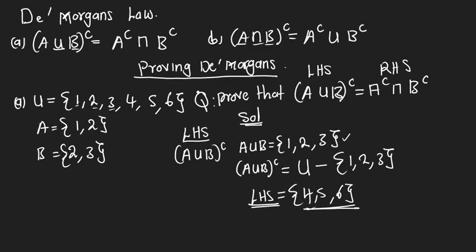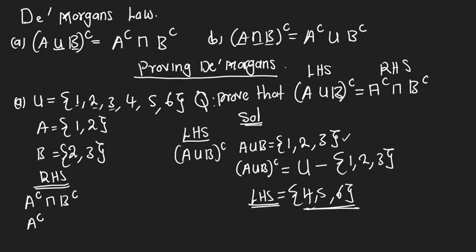Let's see what we're going to have on the right hand side. On the right hand side, we have A complement intersection B complement. So in this case, let's find A complement.